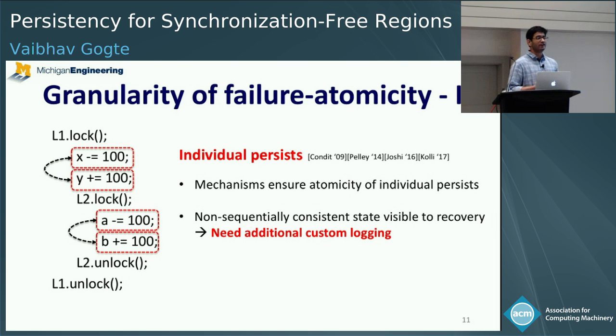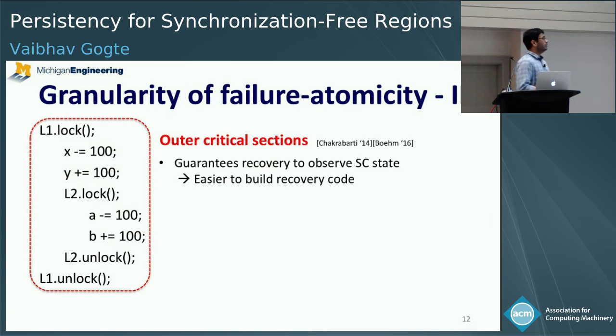In other words, recovery might see the non-sequentially consistent state of a program, which would never happen in a fault-free execution. Programmers have to be aware of these scenarios and have to build custom additional logging mechanisms to build a higher granularity of failure atomicity. The next set of mechanisms solves this problem by providing failure atomicity for outermost critical sections.